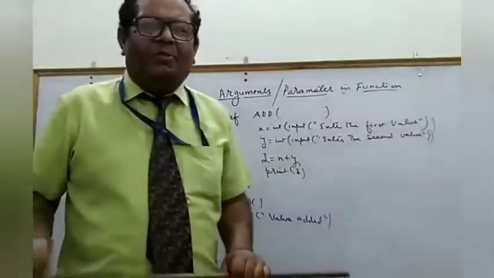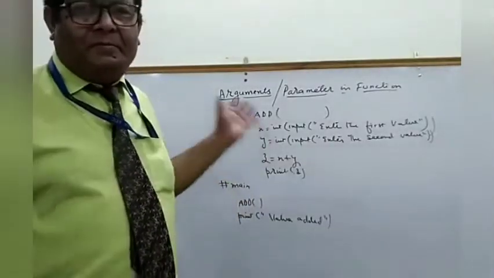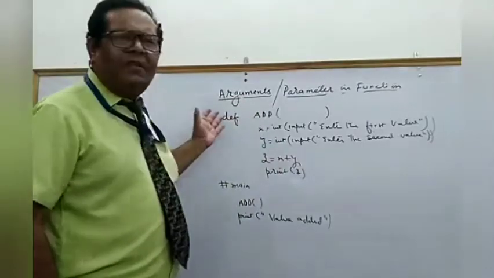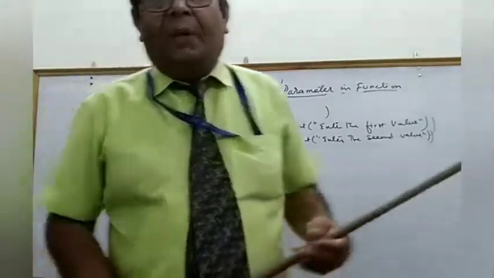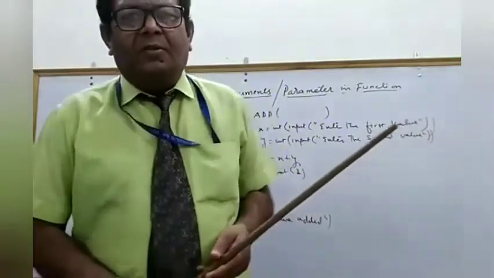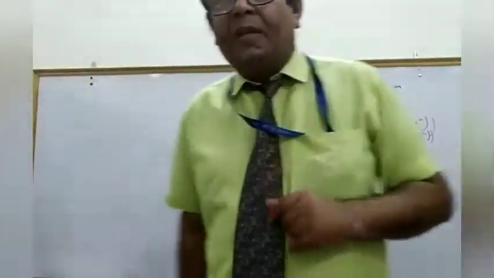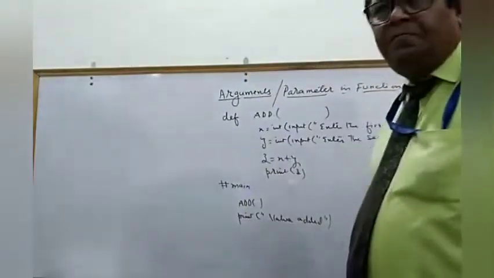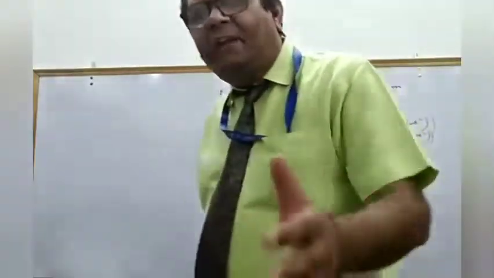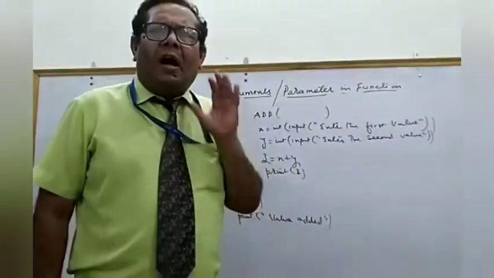Now let me explain to you about the arguments with the help of the following example. So here you can see, children, I have defined a function add to find the sum of two numbers, and I have called the function add from the main. But you can see the function that I have defined, the add, is a non-argumented function.